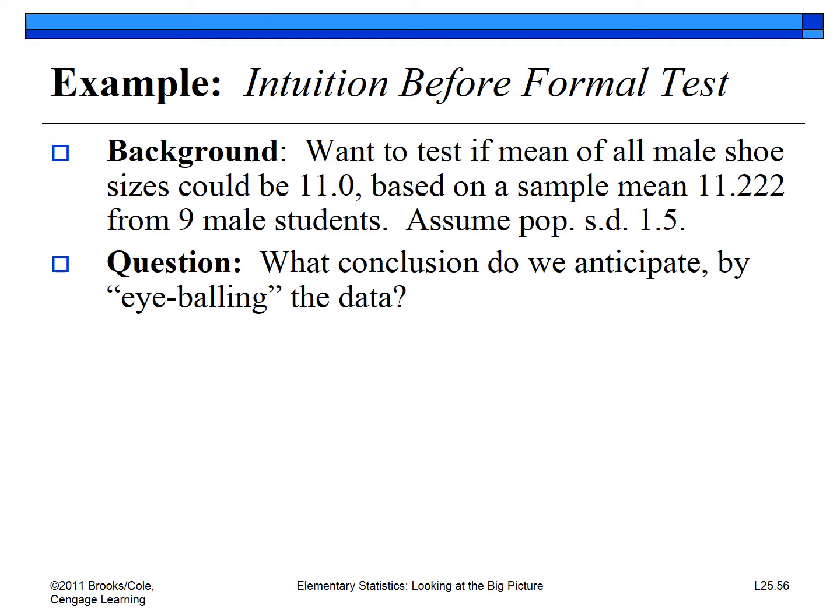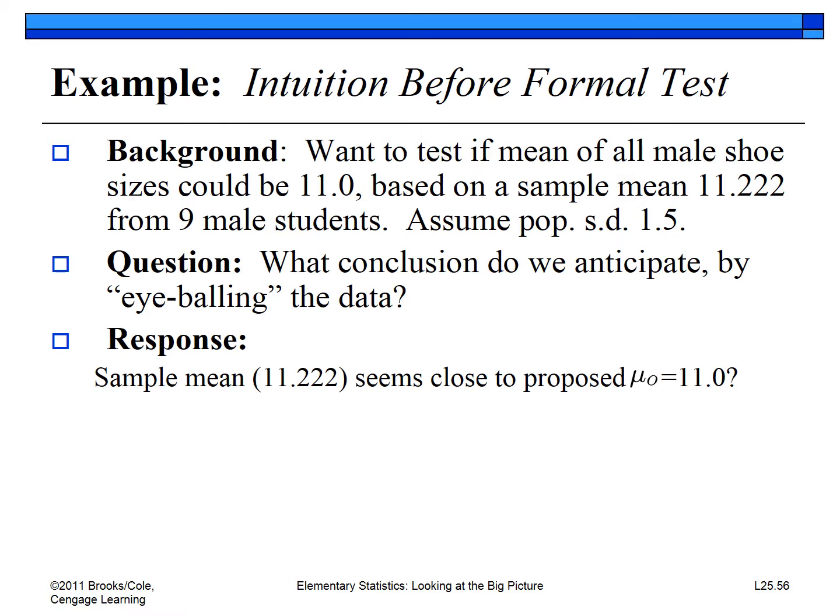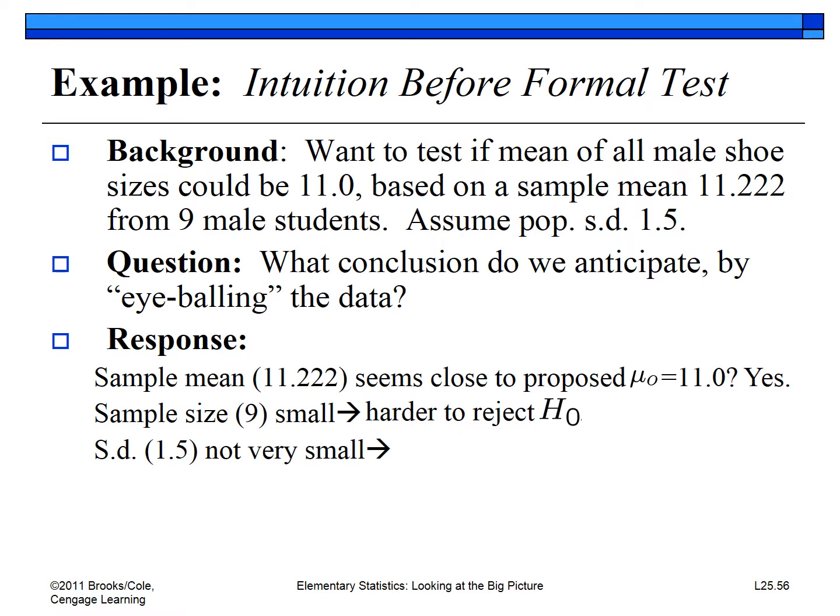So in this situation, what conclusion do we think we'll be able to draw just by looking at the data? Well, the sample mean, is that close to 11? It seems like it is, but how do we determine closeness? It's related to the sample size. Because the sample size is small, that's going to make it harder to reject the null hypothesis. That makes that 11.222 seem awfully close to 11. The standard deviation is not very small relative to the difference between 11 and 11.222. That's going to make it harder to find the true mean because there's more spread in the data.